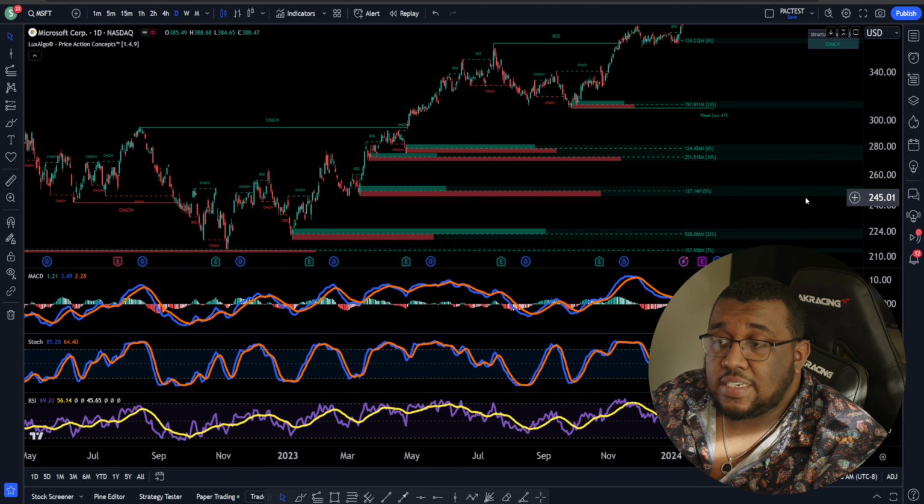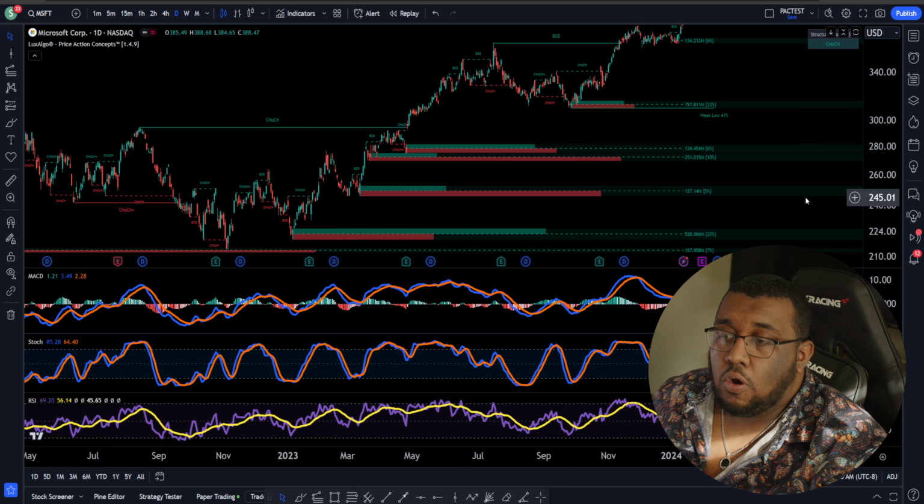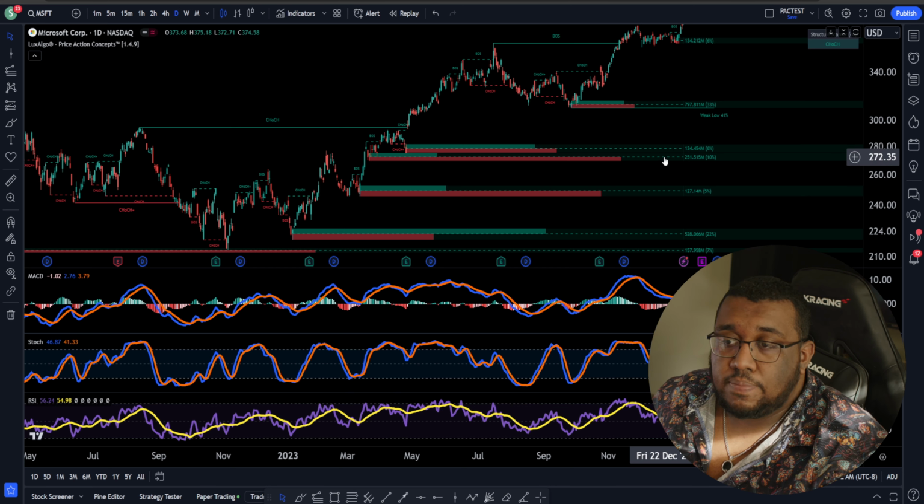Now that we have the basics down, we're going to talk about a few other things like order blocks. Order blocks are basically these levels of support and resistance that you're going to have to worry about.